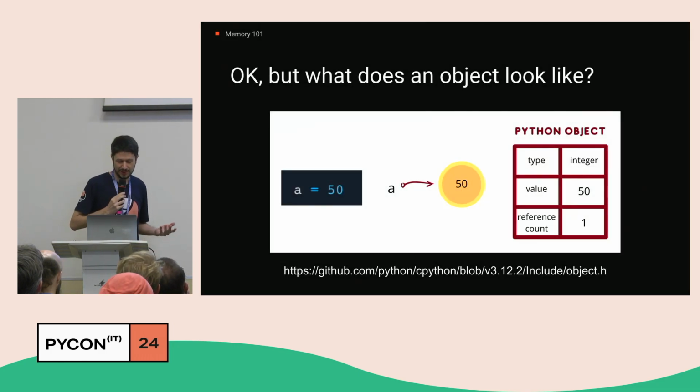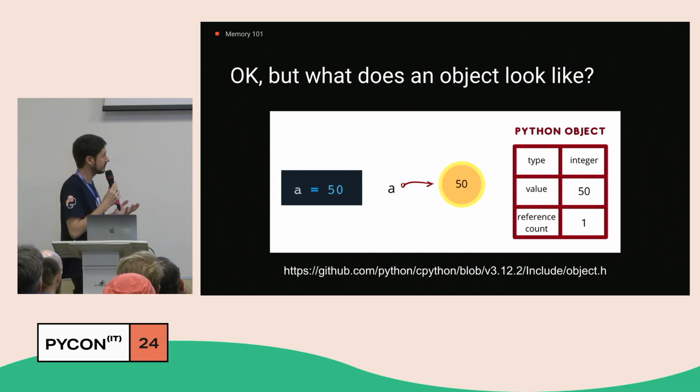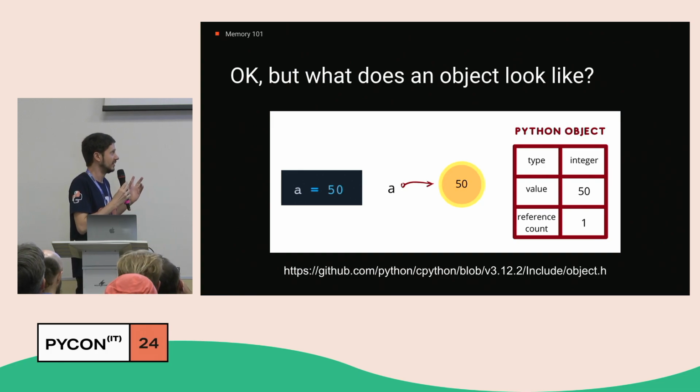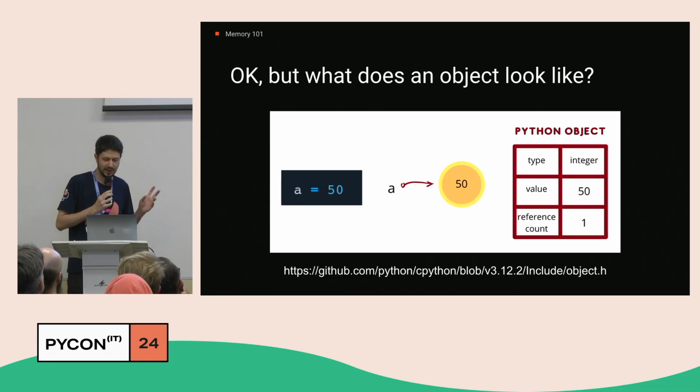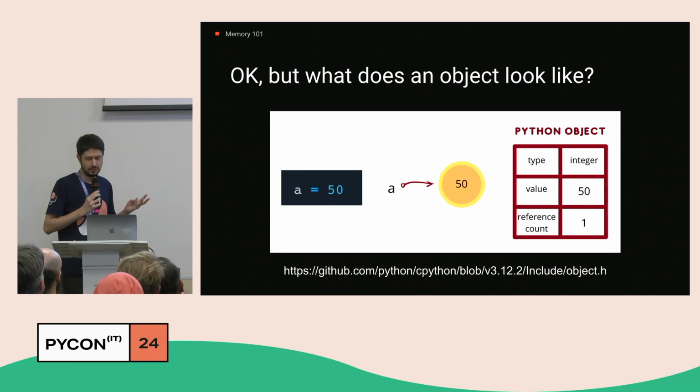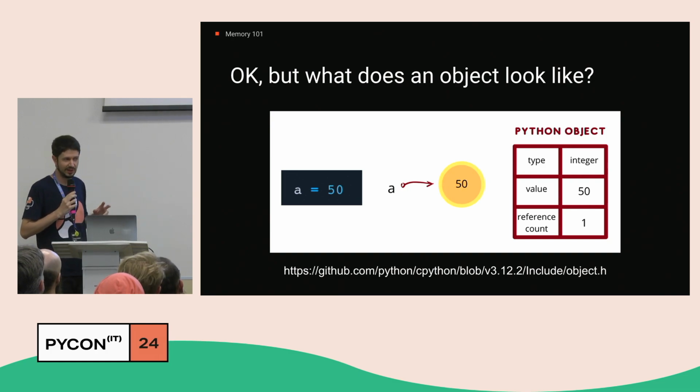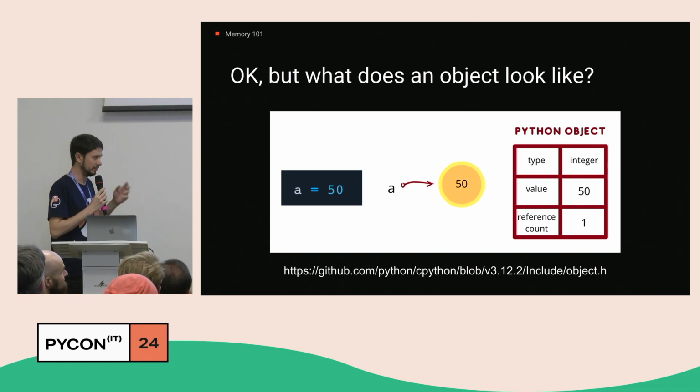So without a ton of C code to explain, it boils down to something like this. Let's say we have a variable, a equals 50, and we need to think of it as something, in this case a, pointing to a value, in this case 50. And this can be represented by that structure on the right, which has 3 main properties: a type, an integer value, 50, and a reference count, like how many things are actually pointing to this value 50. And this is the simplified version.